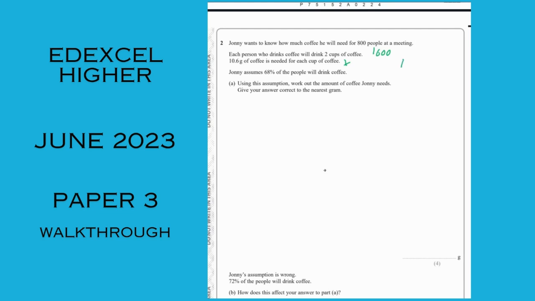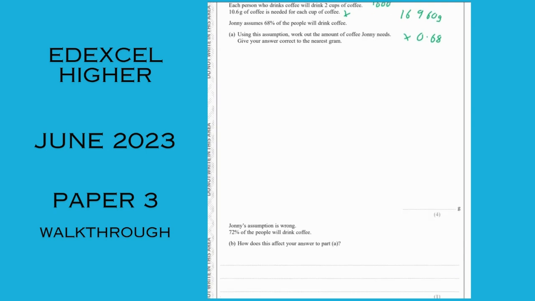I'm getting 16,960 grams of coffee. Johnny assumes 68% of people drink the coffee. In other words, only 68% of the coffee will be used. So we times it by either 68 over 100 or 0.68. Nearest gram, well, I'm getting 11,532.8. So 11,533.